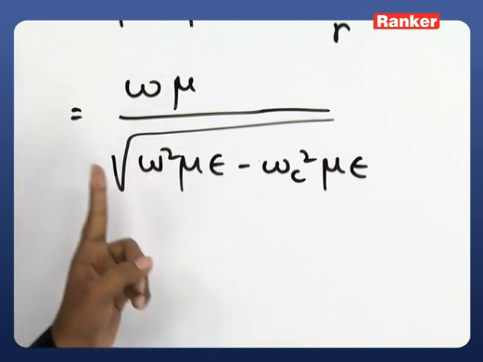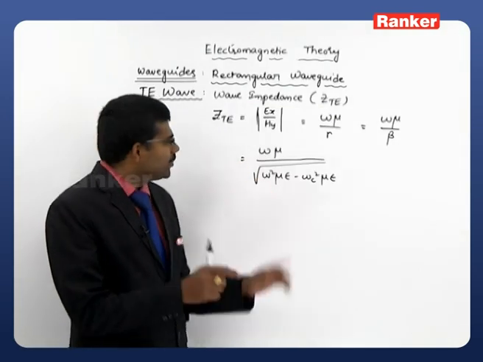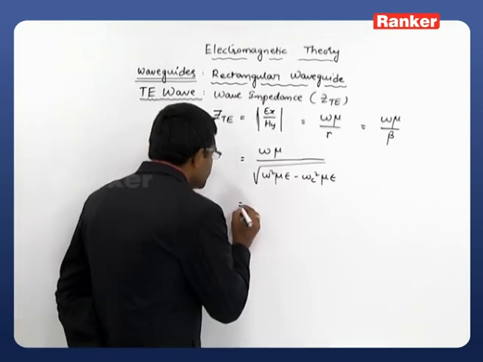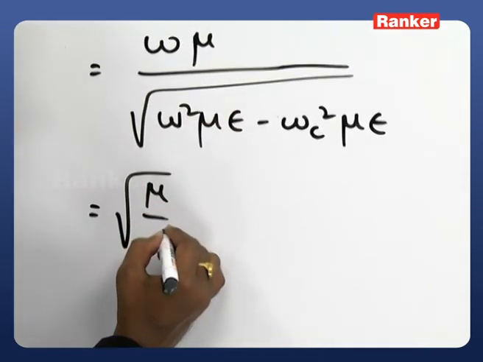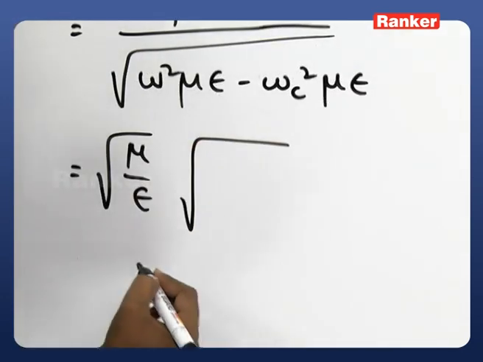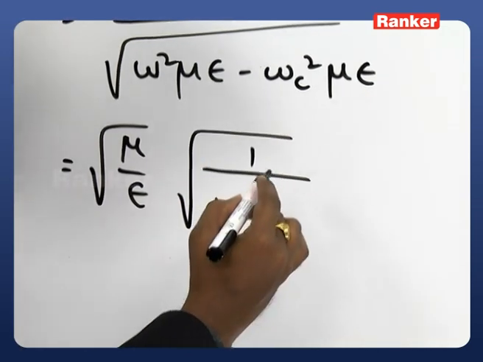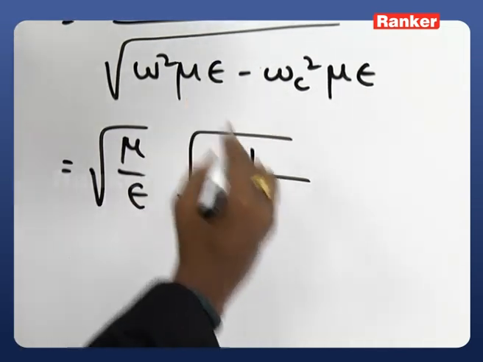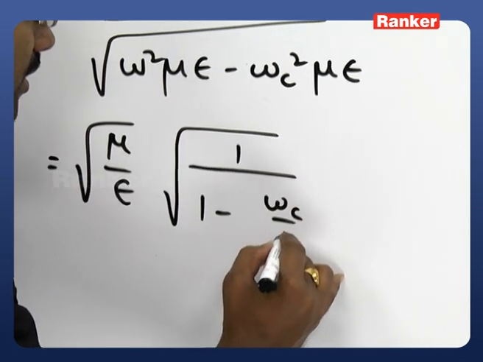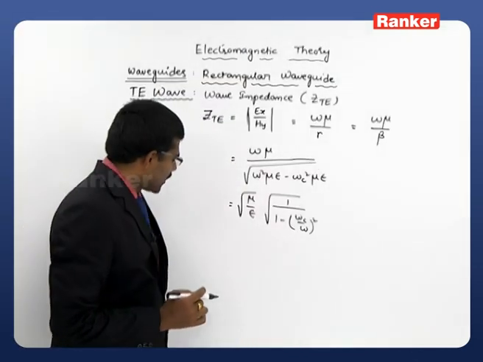Take omega common from this one, mu epsilon also common from this one, and after that simple manipulation, what we will get here is the square root of mu by epsilon. So this is a term under 1 divided by 1 minus, here what we will get is 1 divided by 1 minus omega c by omega whole square. This is the term which is left for us.